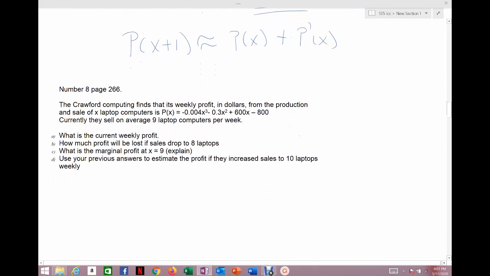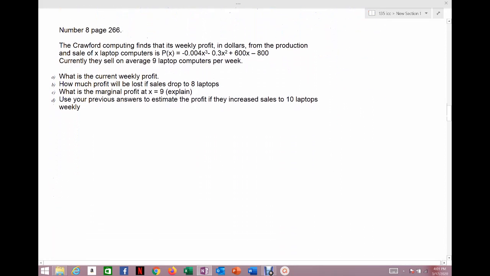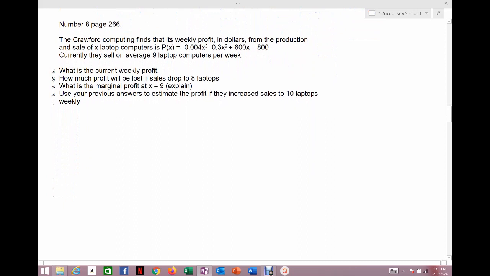Alright, so I'm going to do a problem from your book. This is problem number 8 on page 266 from your textbook. Crawford County Computing finds that the weekly profit in dollars for the production of laptop computers is given by that quadratic. They currently sell, so this is their current level of production. So X is currently 9. Alright, the current level of production is 9.